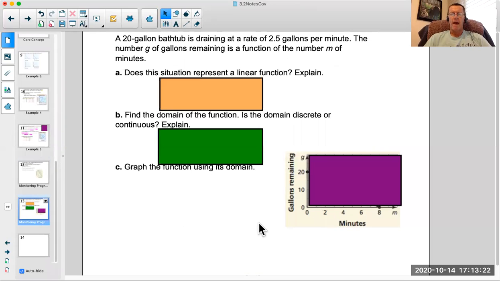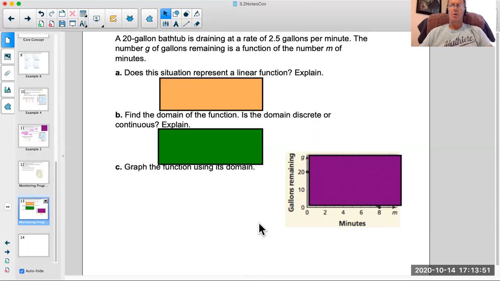So a 20-gallon bathtub is draining at a rate of 2.5 gallons per minute. The number G of gallons remaining is a function of the number M of minutes. So what's going on here? You took a bath. And what do you do after you finish taking a bath? You pull the plug out, or you hit the knob and it starts draining out. And it goes at a constant rate, or at least it appears to be, right? It seems like it would be, yeah.